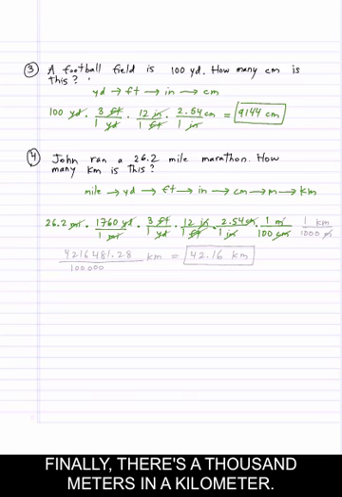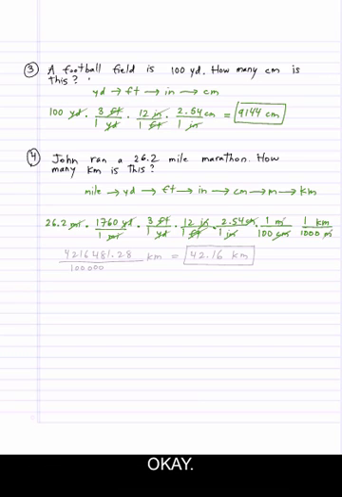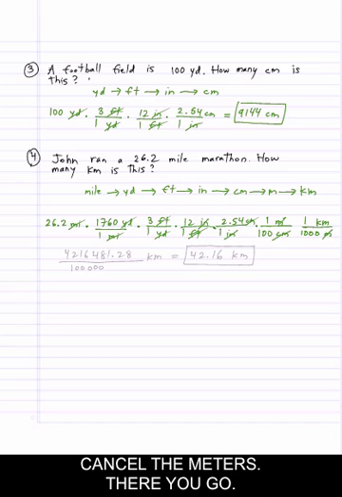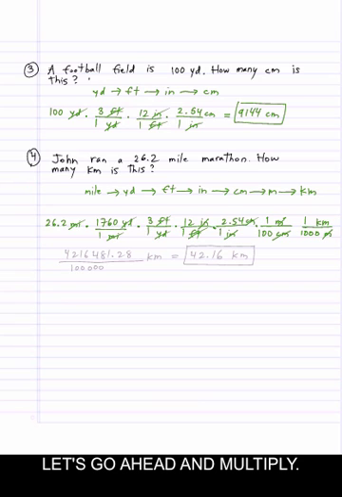Finally, there's 1,000 meters in a kilometer. So we have 1,000 meters. We have to put meters on the bottom, kilometer on the top. Okay. Cancel the meters. There you go. So we have a lot of stuff to multiply here. Let's go ahead and multiply.